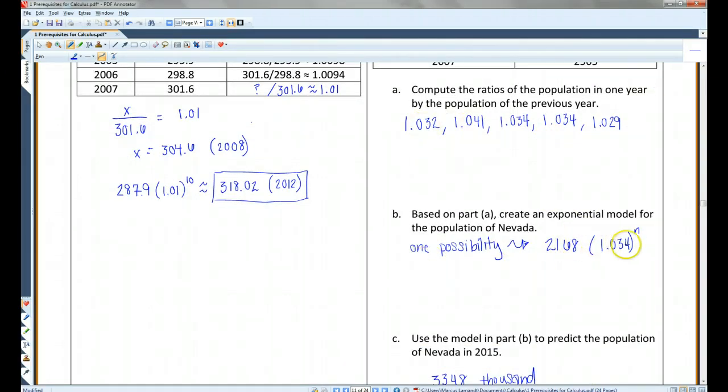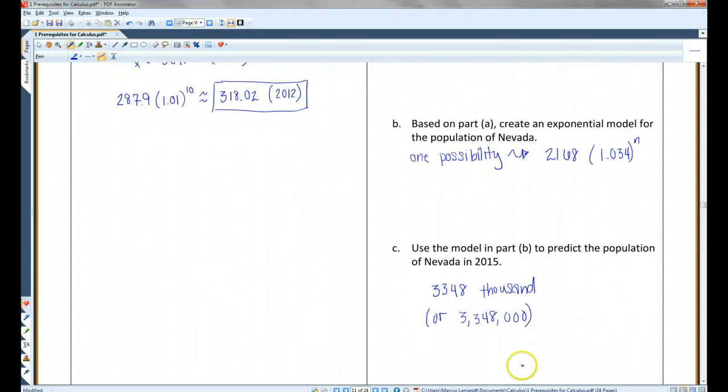So this is one possibility of a model. The initial value times this number, the ratio, to some power. Okay, in 2015, if you plug that in, you should get 3,348,000.